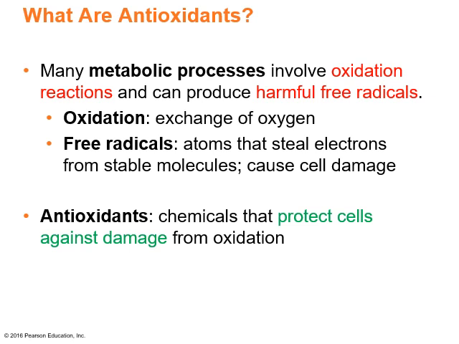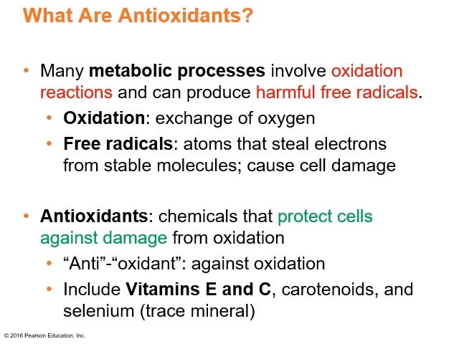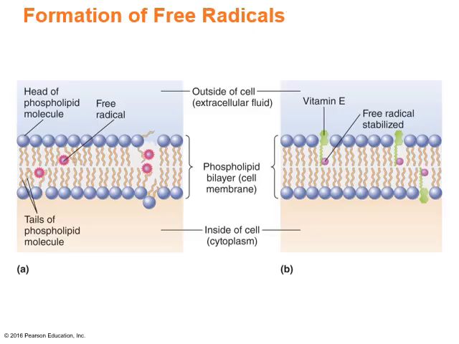Antioxidants are chemicals that protect cells against damage from oxidation. Antioxidant is against oxidation. That's a very simple way of defining it for you. This will include your vitamin E and vitamin C, any carotenoids, and selenium, which is a trace mineral as well. Those are all considered antioxidants. Here you can see the free radicals being created, and then of course antioxidants can come and stabilize them.